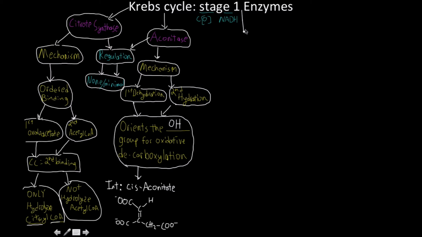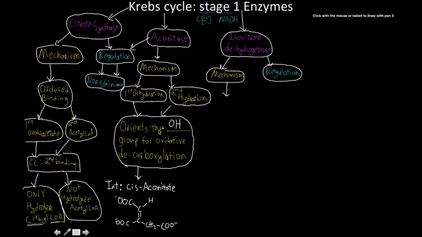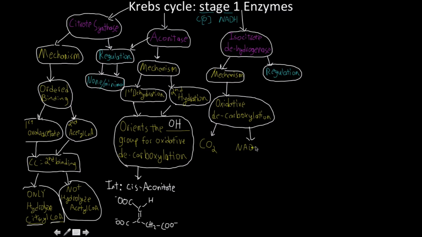The next enzyme is isocitrate dehydrogenase. As for the mechanism, we just oriented the hydroxyl group for the oxidative decarboxylation. So obviously, for isocitrate dehydrogenase, the next step is to do the actual oxidative decarboxylation. Aside from the actual products that are pertinent in terms of the cycle, this is going to give us CO2 and NADH, so we've made yet another high-energy electron carrier.